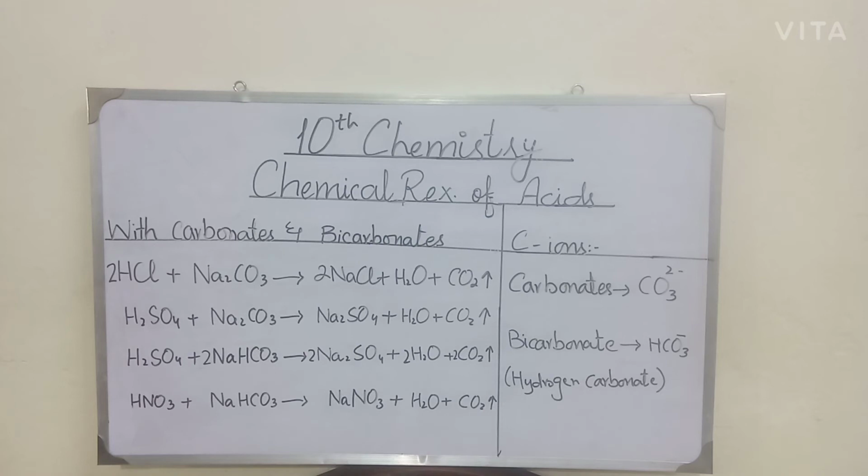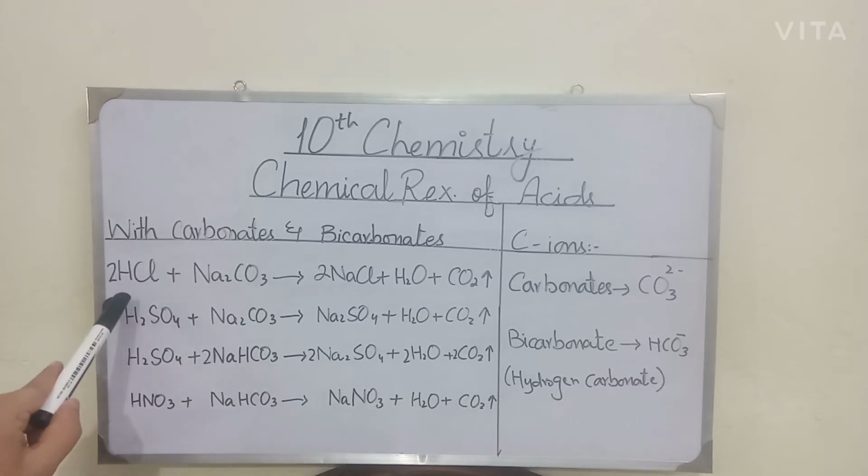Similarly, bicarbonate ion is also known as hydrogen carbonate. This ion's formula is HCO3 negative. In this ion, one hydrogen atom is present, therefore its charge is reduced to -1. In carbonate ion, charge is -2 and in bicarbonate ion, charge is -1. So when acid reacts with carbonate or bicarbonate, they will produce the same type of products. Any acid when reacting with any type of carbonate or bicarbonate only produces salt, water and carbon dioxide gas, CO2 gas. So let's discuss some examples.